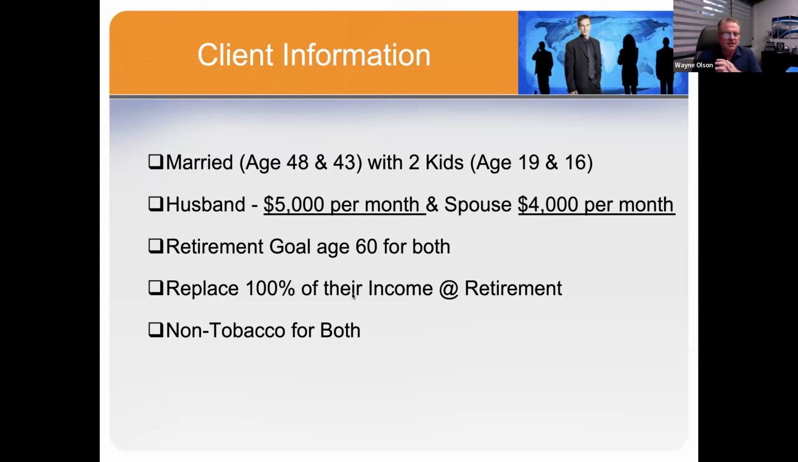19 and 16. Husband makes $5 grand a month. The wife makes $4 grand. Their goal, if you notice right off the bat, is to retire at age 60, which is a very short window from 48 to 60. Would you agree? Yes. They want to replace 100% of their income because they're spending everything. And they're both non-tobacco users. So hopefully you jotted down all 5 bullet points, because we'll be using this data as I go into the next section here.